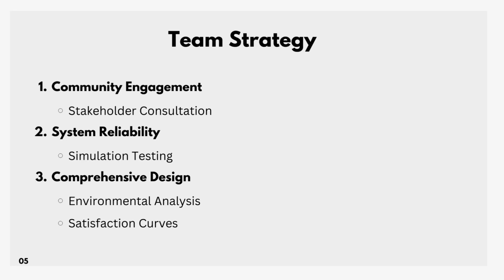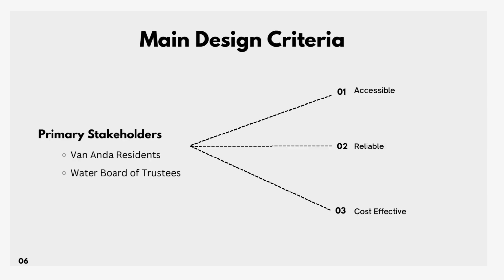Our team strategy can be focused into 3 pillars, namely community engagement through stakeholder consultation, simulation, and rigorous testing to ensure that our system is reliable, and thirdly, a detailed analysis of the project, including environmental impact, as well as user satisfaction curves to ensure we provide a comprehensive design.